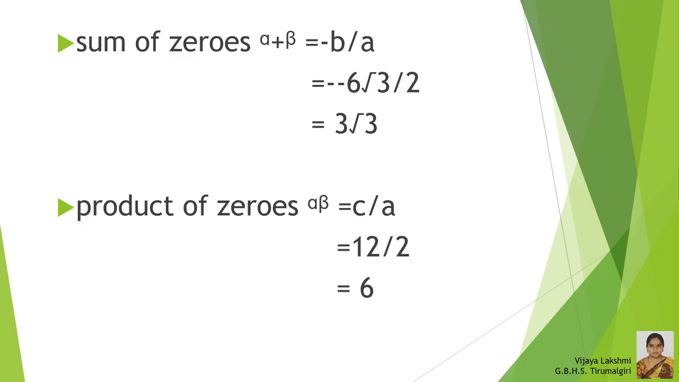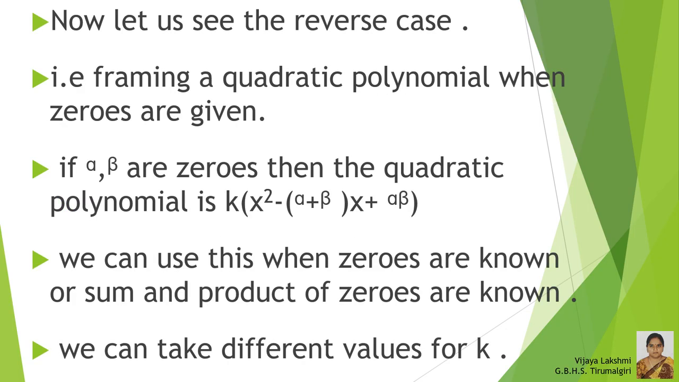Now let us see the reverse case. Till now, a quadratic polynomial was given to you and you found the values of the zeros, that is alpha and beta. Then we verified the condition of the sum of zeros and product of zeros. Now coming to the reverse process. Here zeros are given and we are going to frame the quadratic polynomial. So, framing a quadratic polynomial when zeros are given.